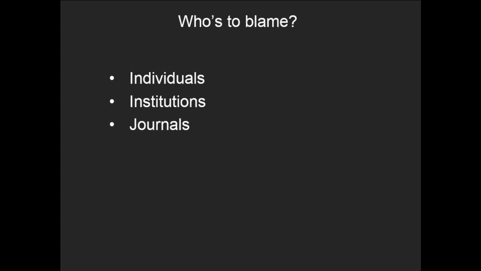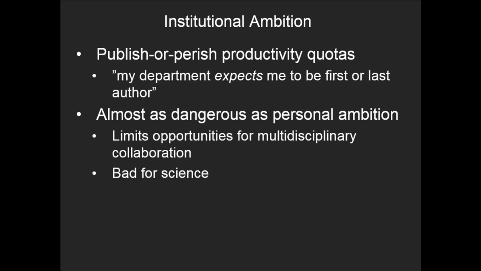So who's to blame for this? I think I alluded in my last two examples that certainly people are to blame, right? We're all making decisions based on how we interact with other people. But you can also make an argument that institutions are in part responsible, and maybe even journals. This kind of publish-or-perish productivity quota, I think, can potentially be a sign of institutional ambition. And I've had people tell me as late as a few weeks ago that my department expects me to be first or last on this project. And I said, well, that's very nice, but where am I supposed to put the other 10 people whose department chairs also expect that?